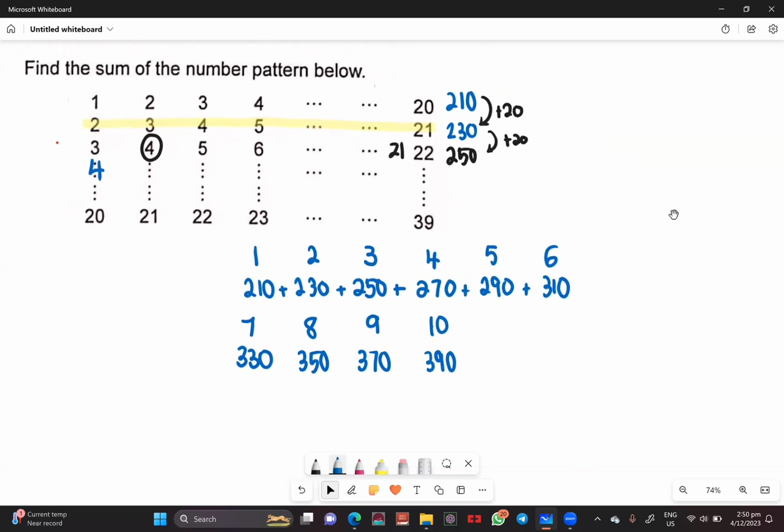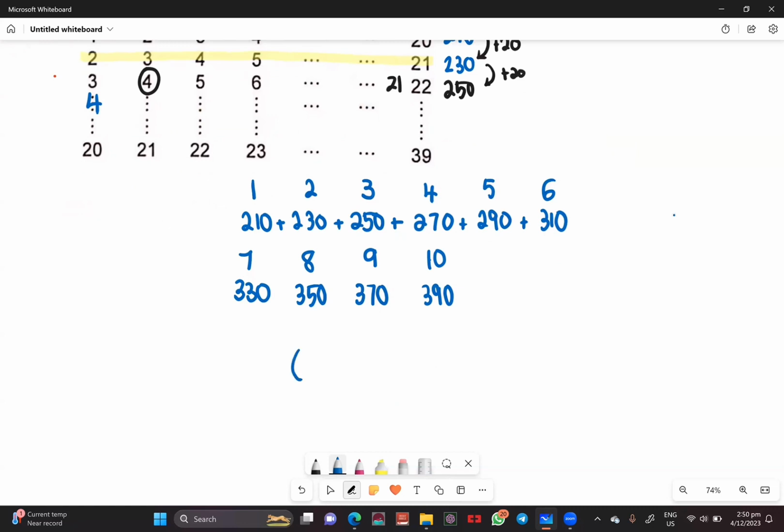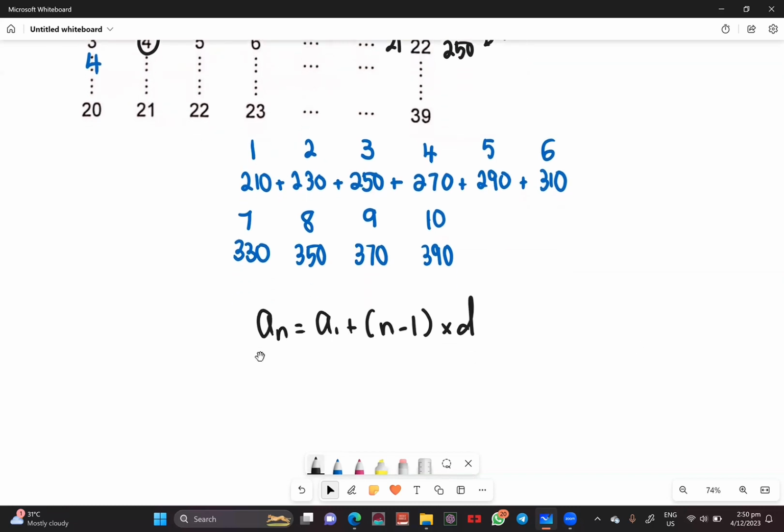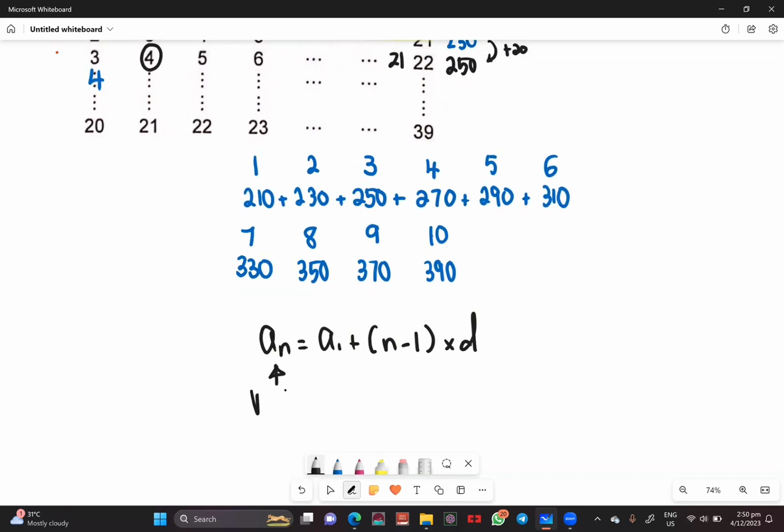Now, what I like to do is use this formula, which is for equal intervals. This formula is an equals a1 plus bracket n minus 1 times d. What exactly is this? This is the formula that we use for equal intervals. An stands for the value of the figure number.